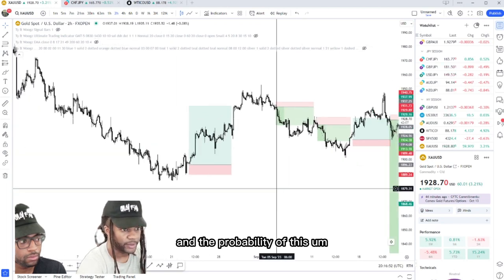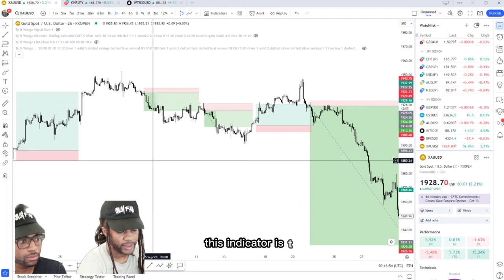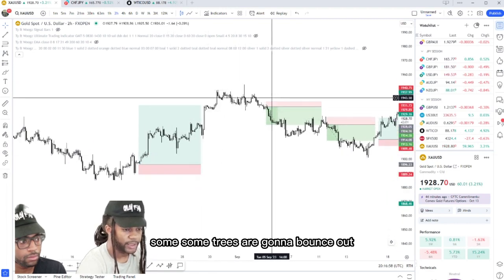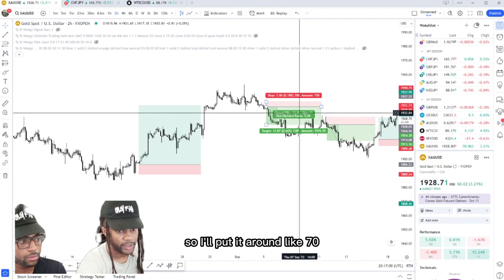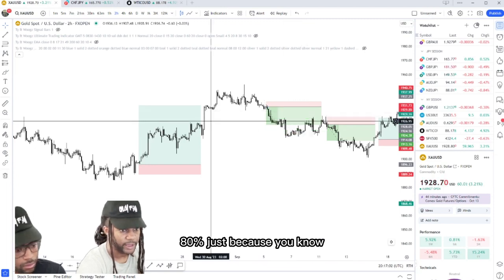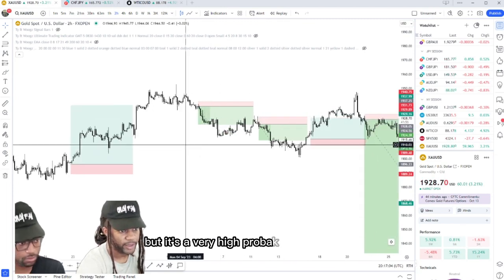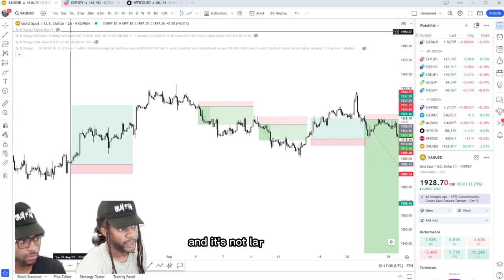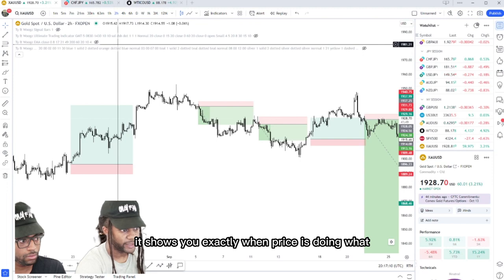And the probability of this indicator is it's always going to know the trend. Some trades are going to bounce out, so I'll put it around 70-80%, because you're going to have some that bounce out, but it's a very high probability trading tool. And it's not lagging at all. It shows you exactly when price is doing what.